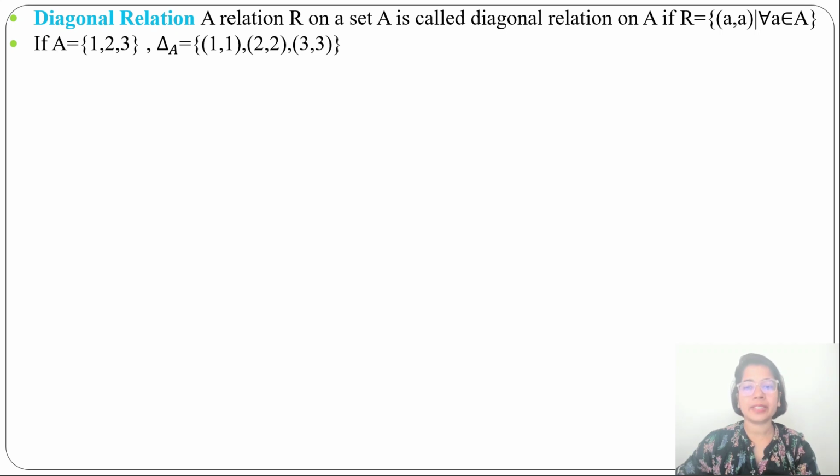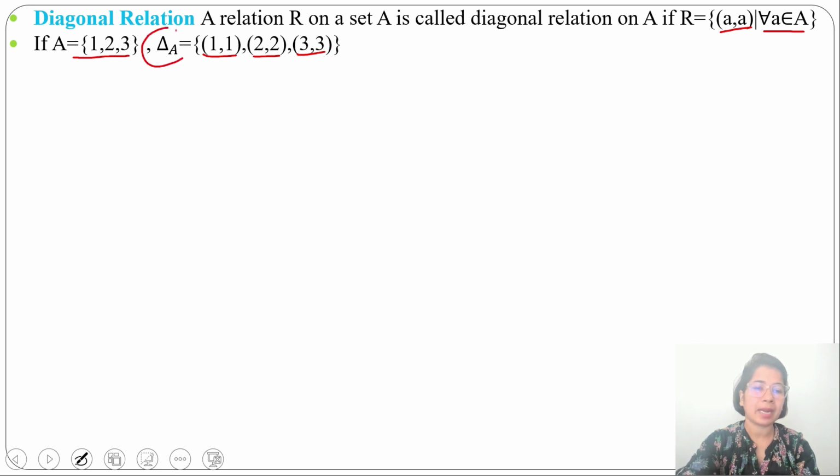In the previous lecture, I discussed what is a relation, how many relations are possible, what is an inverse relation, and what is the complement of a relation. Today I will discuss properties of relations. Before that, what is a diagonal relation? A relation R on a set A is called a diagonal relation on A if R equals (a, a) for all a belongs to A. Suppose a set contains 1, 2, 3, then the diagonal relation will contain (1,1), (2,2), (3,3). We can represent the diagonal by this triangle symbol.